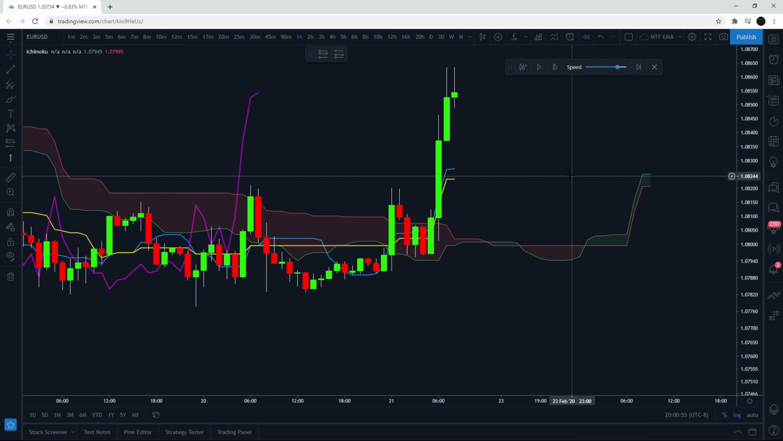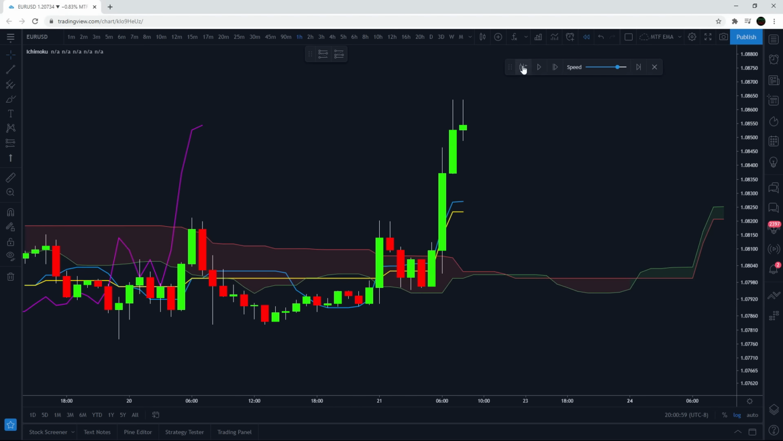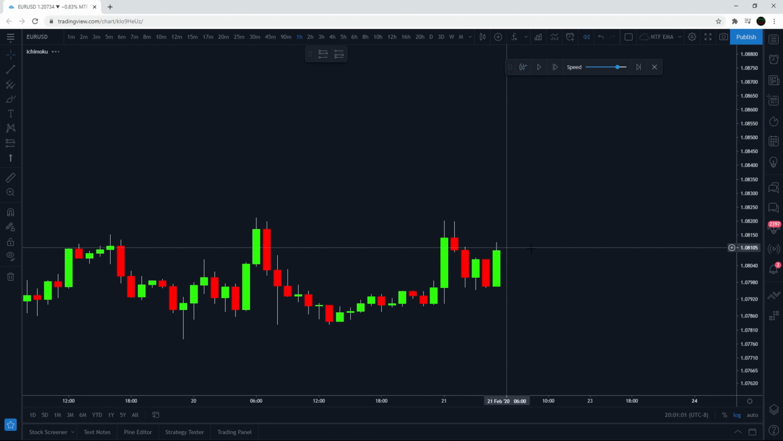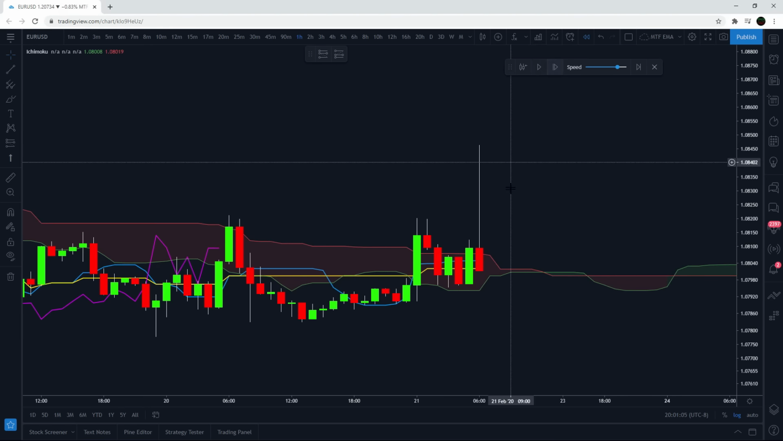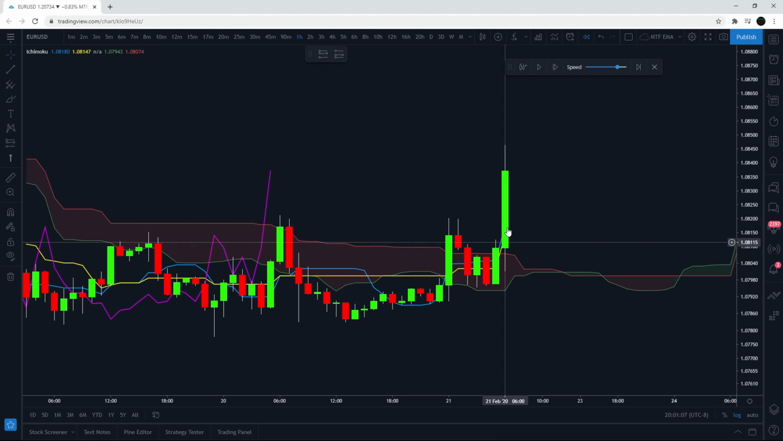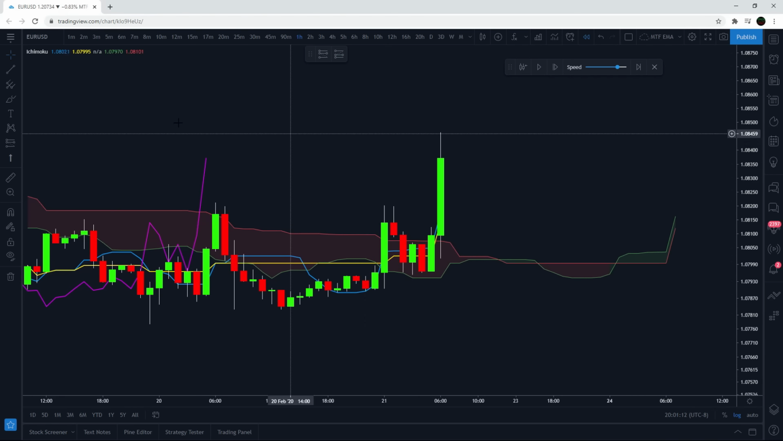Okay, so when did all the criteria happen? Let's go back a couple candles and see which one. It was not here. Let's go one more candle. So this was the candle close that did it. This would be our entry for a long position.